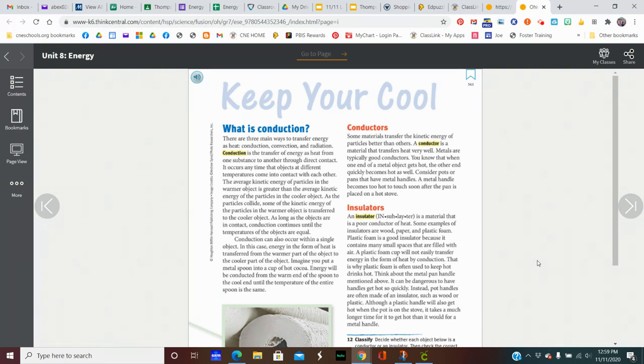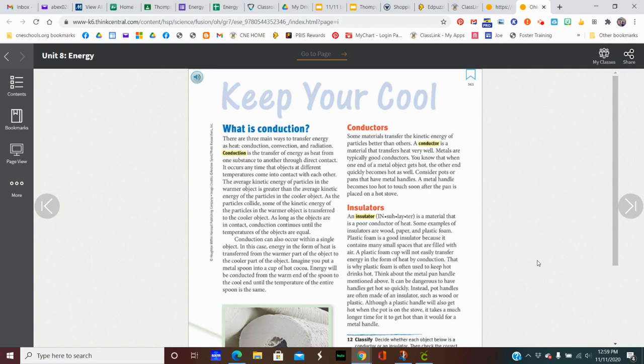It says, what is conduction? There are three main ways to transfer energy as heat: conduction, convection, and radiation. Conduction is the transfer of energy as heat from one substance to another through direct contact. So that means two things are touching each other, and that's how you're transferring the heat. It occurs anytime that objects at different temperatures come in contact with each other.